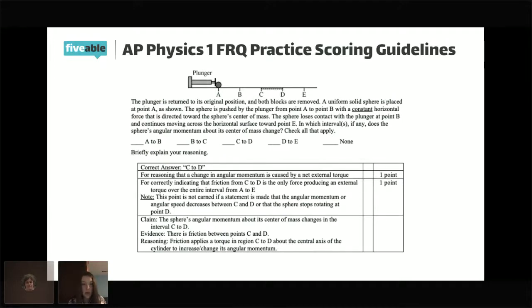Yes. So we have to reason that not only is angular momentum changed by a net external torque, but also that friction is the only force producing an external torque over the entire interval. So that is the 2019 FRQ.